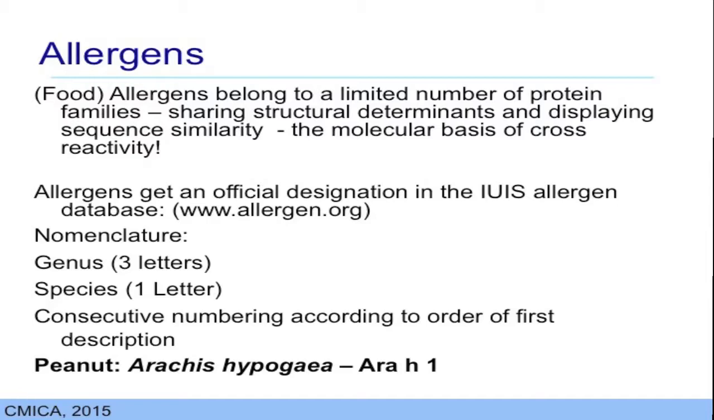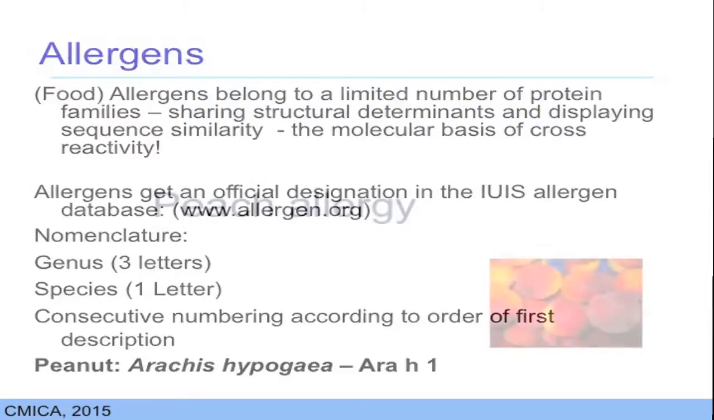And the nomenclature goes like this: you have the genus of the species, then the species name in a one-letter code, and then you get a number. If we take peanut as an example, you have the Latin name, Arachis hypogaea. So it's Ara h, and the first identified allergen is Ara h 1.